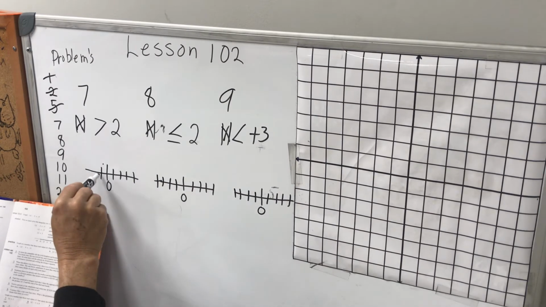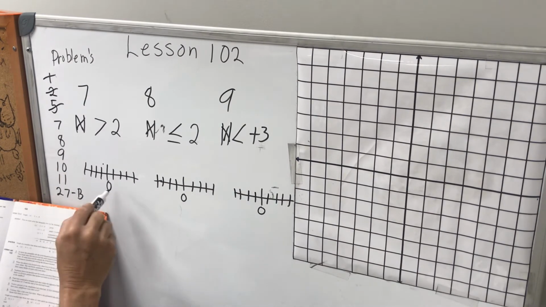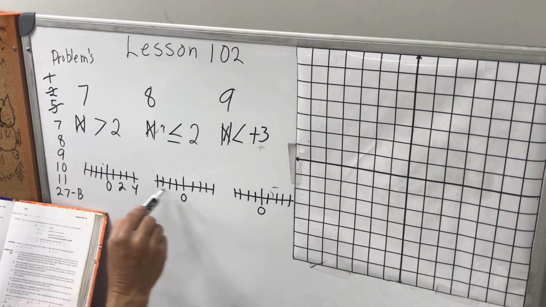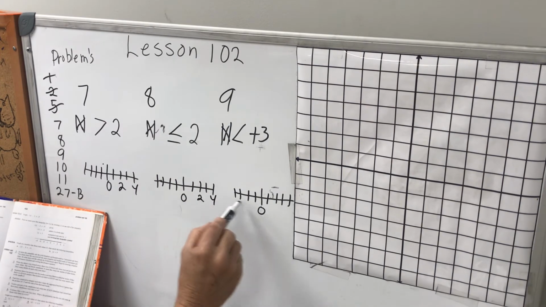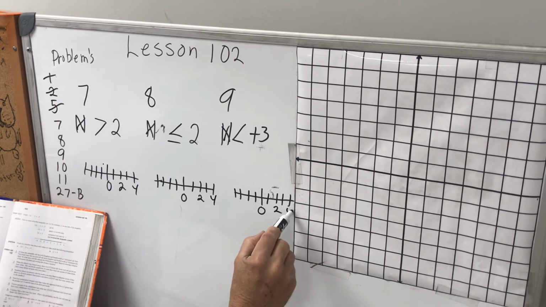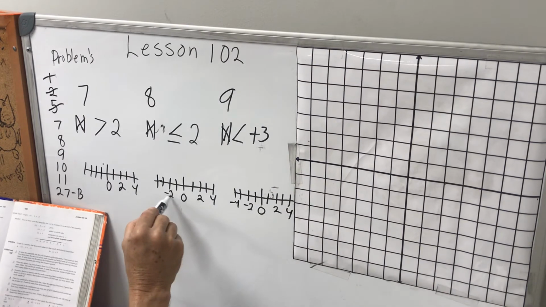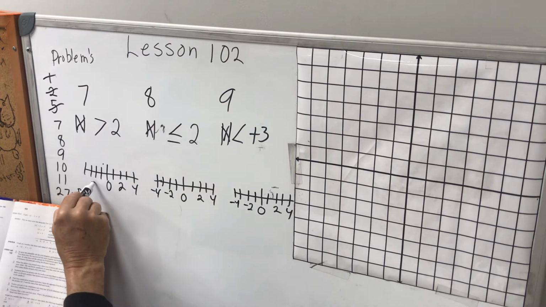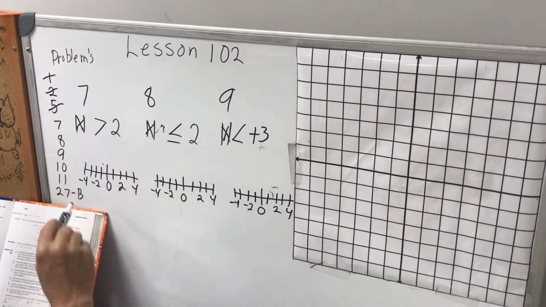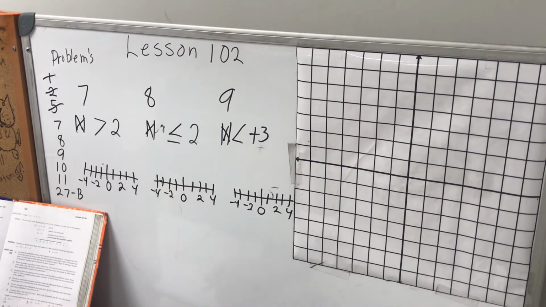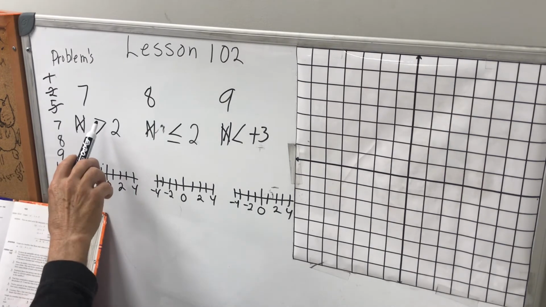Okay, now I have a 2 and a 4, a 2 and a 4, a 2 and a 4, negative 2 and negative 4, negative 2 and negative 4, negative 2 and negative 4. Got our number lines.